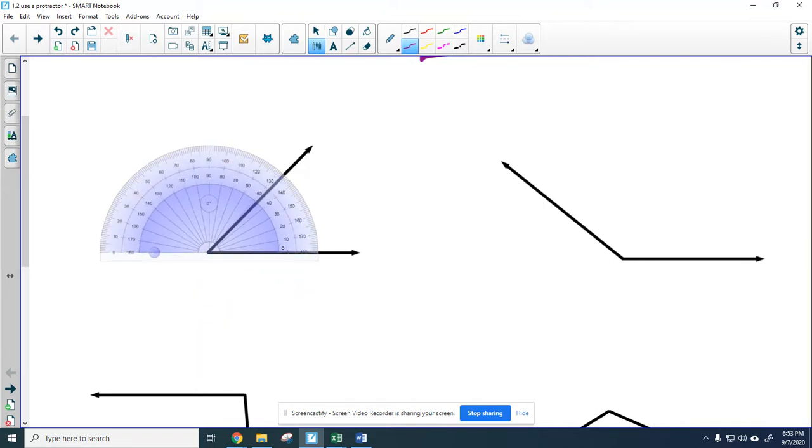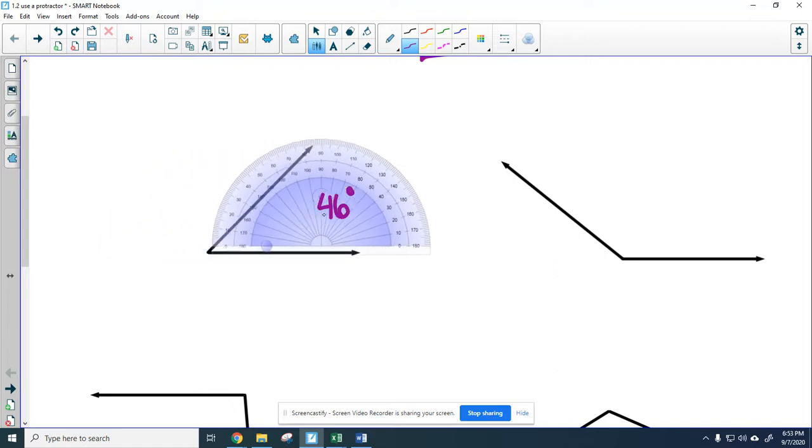So now you need to get in the habit of putting your eyes at 0. In this case, I'm using the inner numbers, and I'm going to increase. So I'm at 10, 20, 30, 40. Let's see, just past 45, looks like I'm right around 46 degrees. Okay, let's try another one.